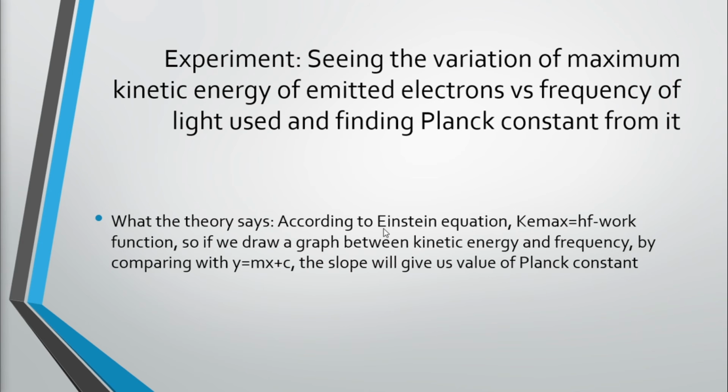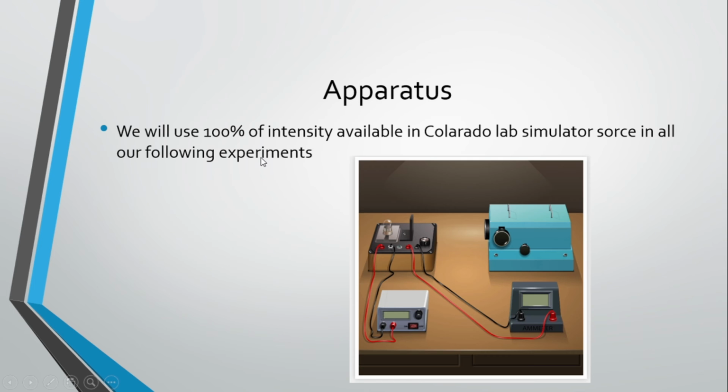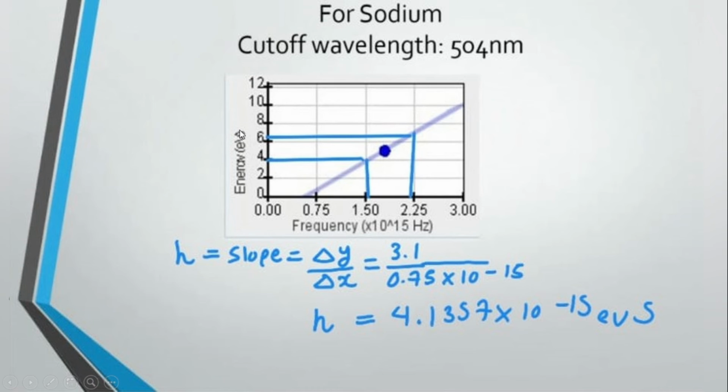What the theory says, according to the Einstein equation, K equals hf minus work function. If we compare it with y equals mx plus c, the slope will give us the value of the Planck constant. So to find the Planck constant, we have to draw a graph between kinetic energy and frequency and calculate its slope. Here is the apparatus we will use. We will see it in more detail in our demonstration. Note that we will use 100% of the intensity available in the Colorado Lab Simulator in all our following experiments.